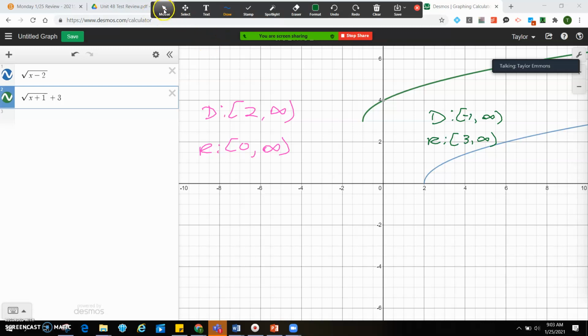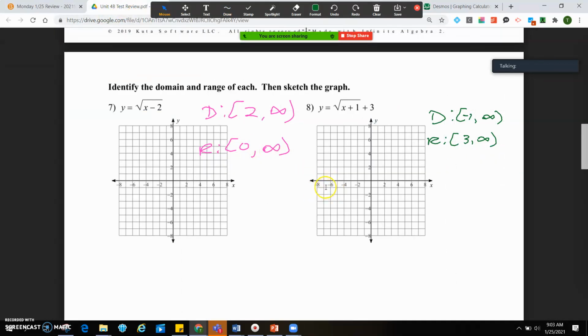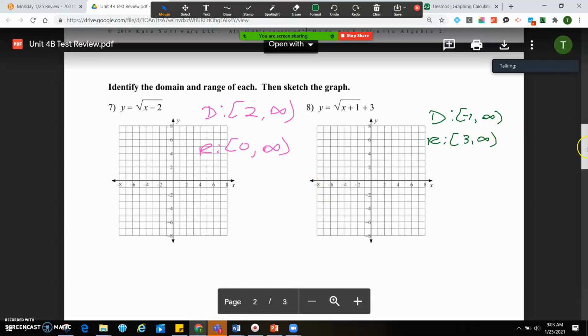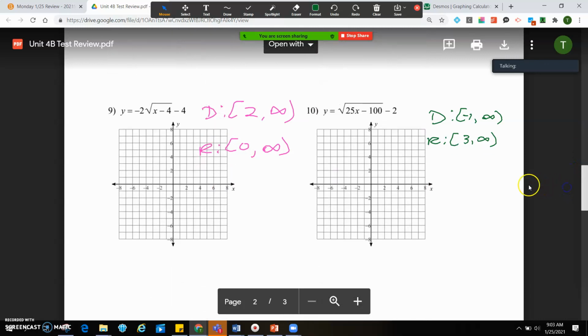Questions on that? Again, we're utilizing that chat box if you do have questions. All right, so I want you to go ahead and take a moment and try these two, and then we're going to go over it.